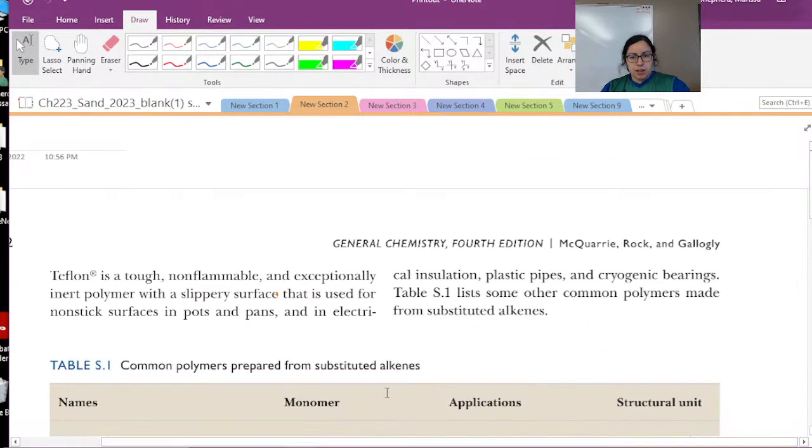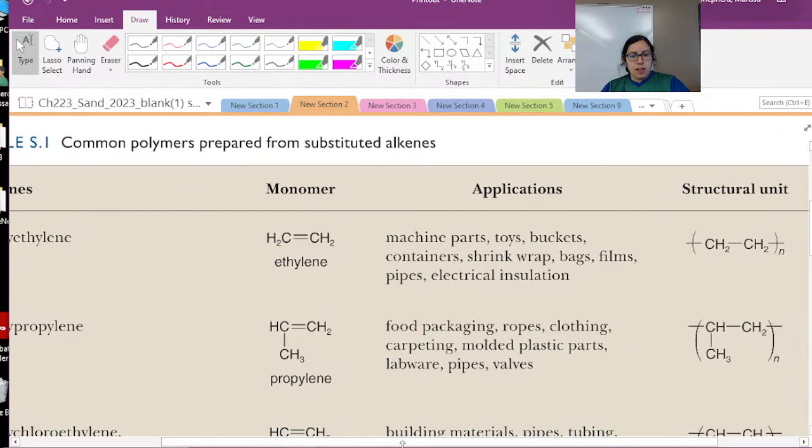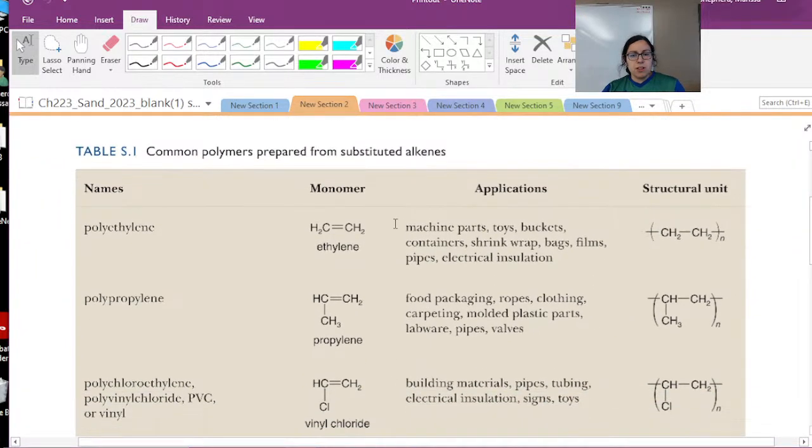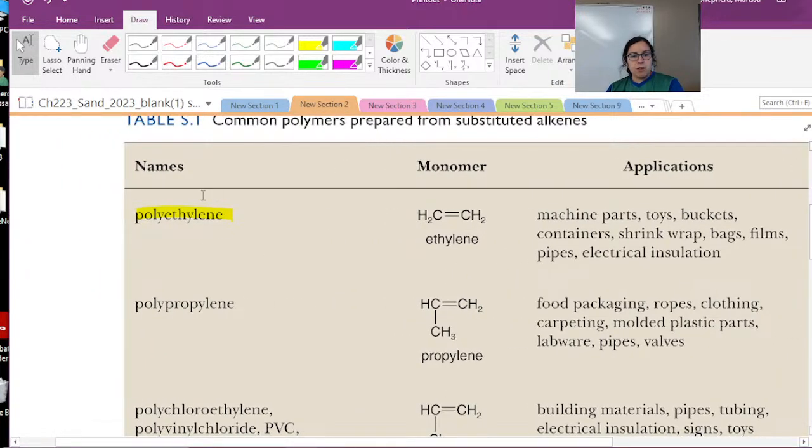Your book has this really nice chart that I just kind of stole. This is so we can appreciate the monomer and see the corresponding polymer. Of course, we have PET material, which is pretty common. I think this is either 1 or 2 in the plastic recycling; I have to double check my numbers. But we have polyethylene, and this can be either high-density polyethylene or low-density polyethylene, depending on the branching.